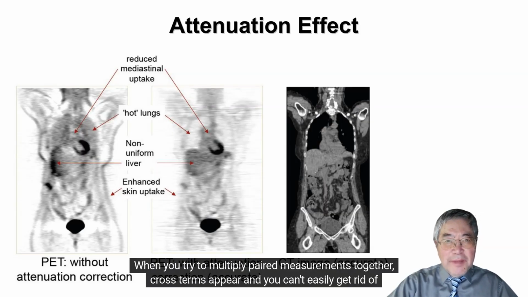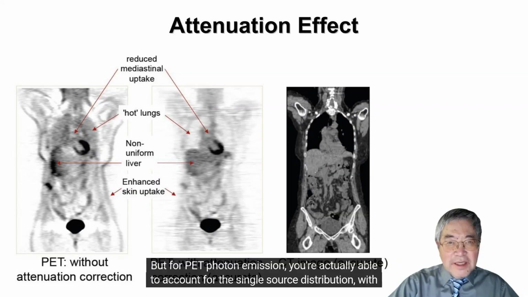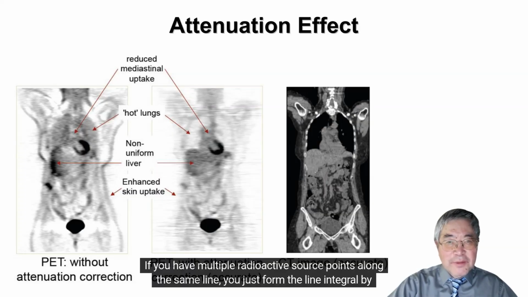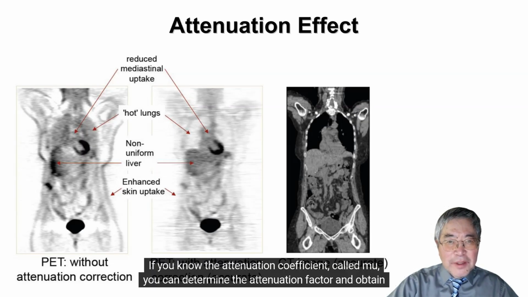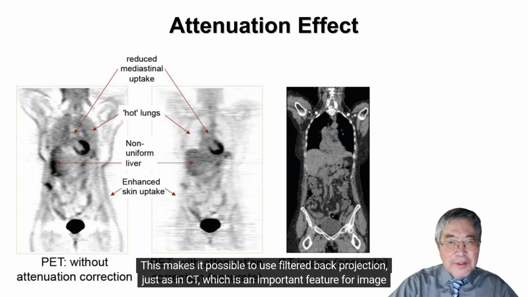When you try to multiply paired measurements together, cross terms appear and you can't easily get rid of the spatial dependence. But for PET photon emission, you're actually able to account for the single source distribution with a probability factor in the formula. If you have multiple radioactive source points along the same line, you just form the line integral by adding them up. The attenuation factor for any radioactive element along that line is the same. If you know the attenuation coefficient called mu, you can determine the attenuation factor and obtain a line integral. This makes it possible to use filtered back projection, just as in CT, which is an important feature for image reconstruction.